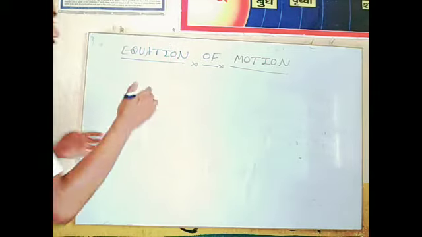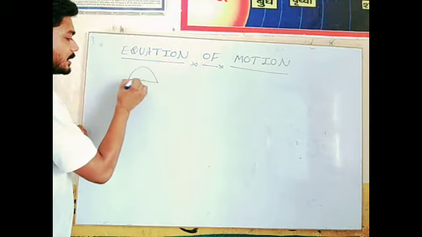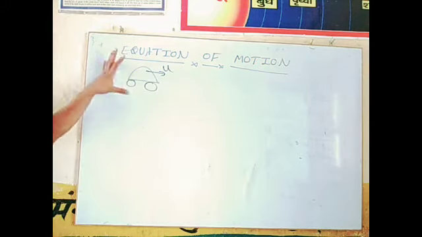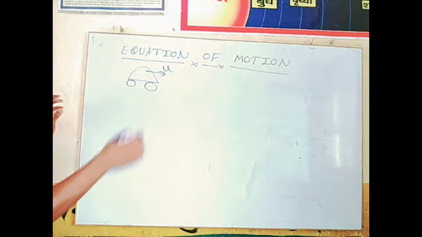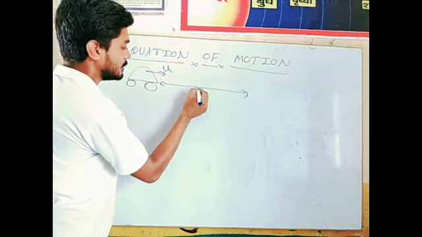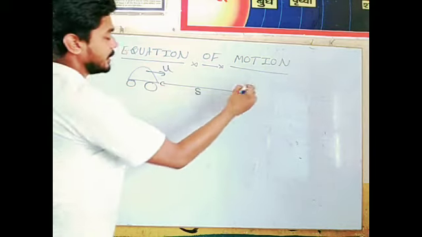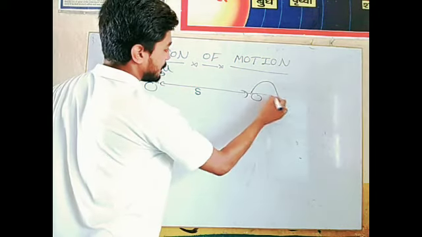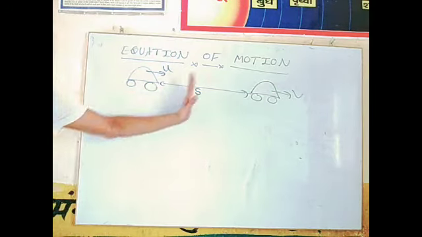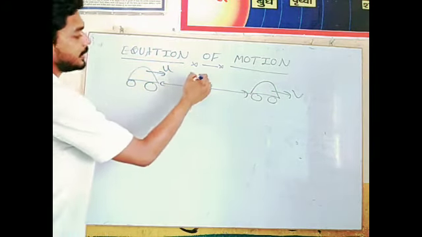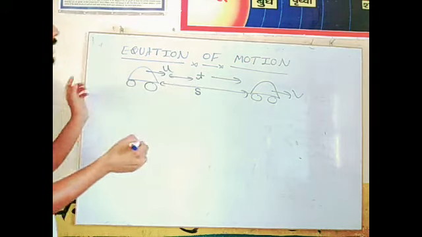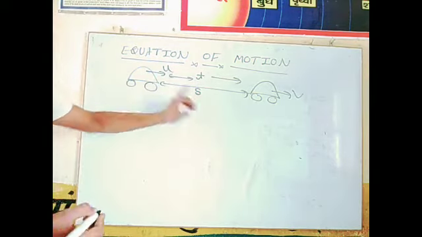Students, suppose that body is a car, it started with velocity u. After traveling a distance of s, its speed becomes v. Suppose t is the time taken during this journey.